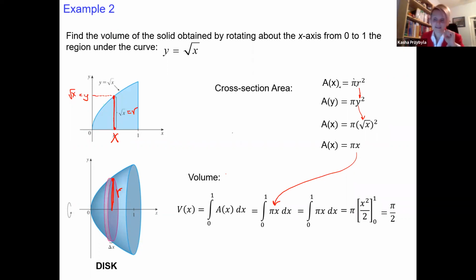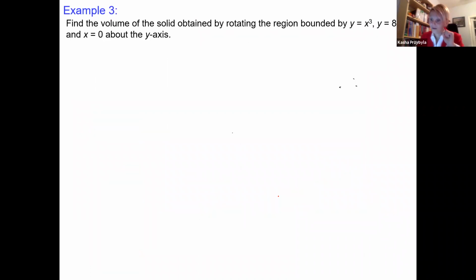Let's take another function and let's rotate. Now let's find the volume of the solid obtained by rotating the region bounded by y equals x cubed, y equals 8, and x equals 0. And now we have a rotation about the y-axis.